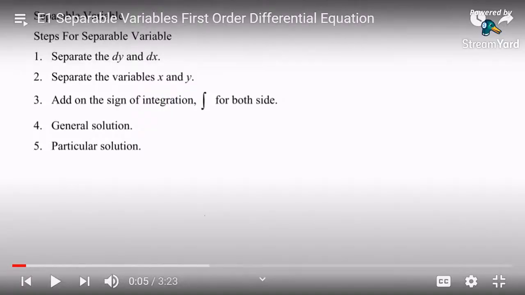So, mohon rujuk kepada buku panjang, muka surat yang pertama ya. Tajuk dia adalah first order differential equation. So, jam kredit dia 3 hours. So, yang pertama yang saya nak bincang adalah separable variable. So, kalau you rujuk kepada tajuk ini, step for separable variable. So, separable variable ini adalah satu kaedah atau teknik untuk kita nak selesaikan soalan first order differential equation.